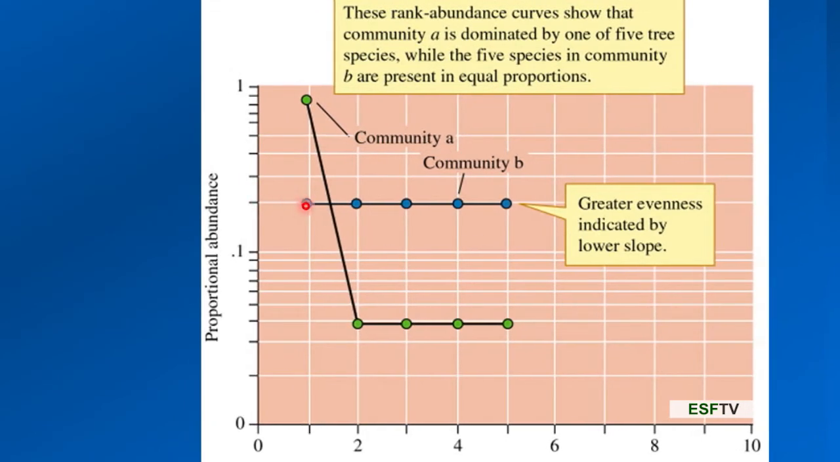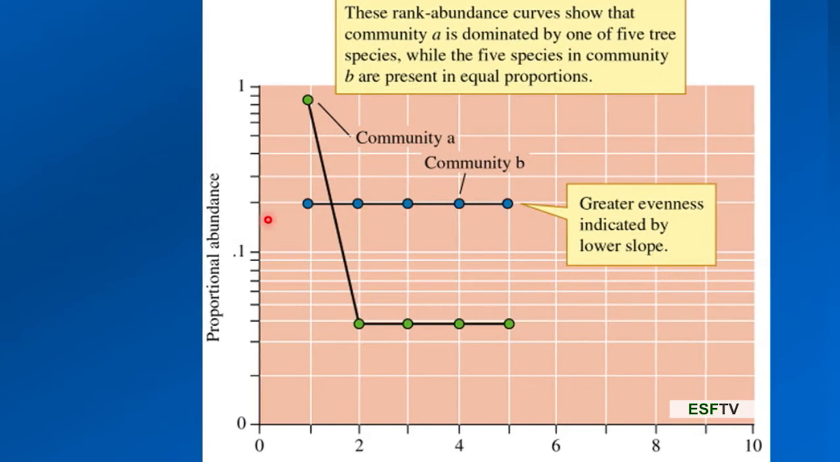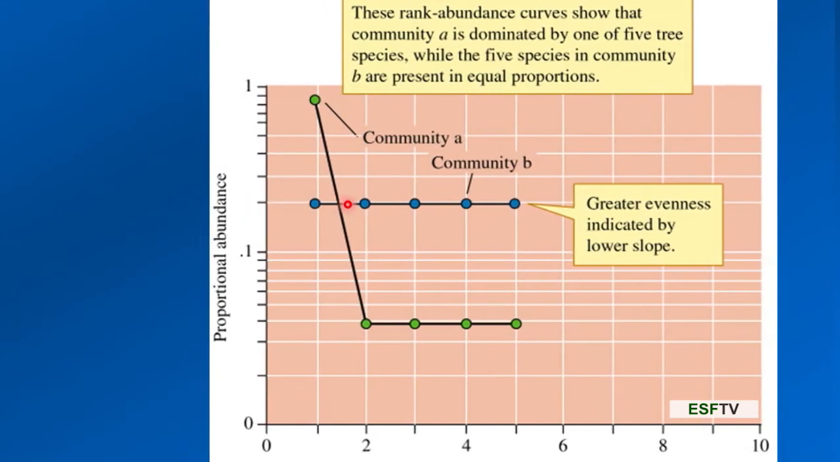Okay, so this is even, 20%, 20%, 20%, 5 species. Hope you're following my cursor. And they all contribute equally. Very even community. Community A, not so much. One species is almost the entire story. And then these four make up just a little bit.